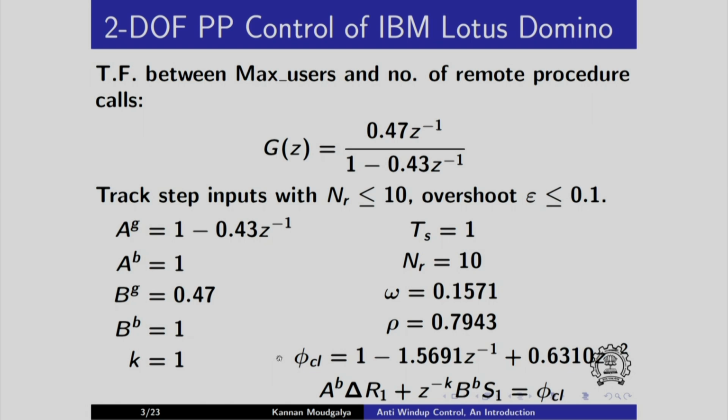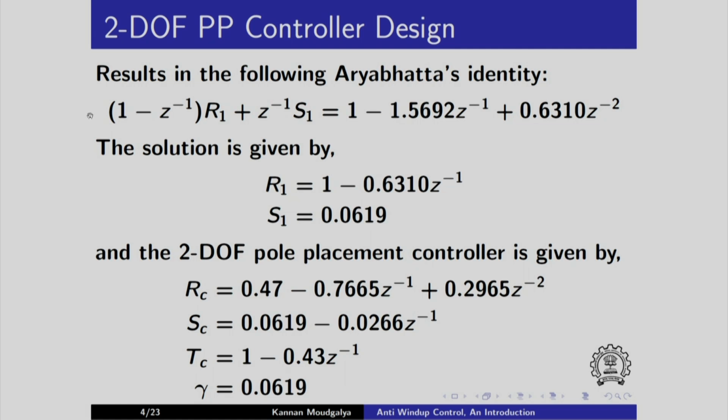Here is phi CL, and here is the Aryabhatta identity that needs to be solved. We demand the use of delta here so that we will have offset free tracking in a robust way. We solve the system. The solution is given by R1 S1 as given here, and it is easy to verify the following control law. RC is given here, SC is given here, and TC, and this is gamma.